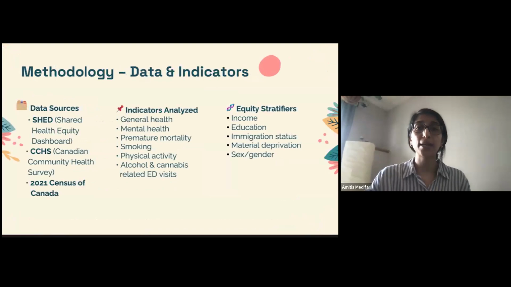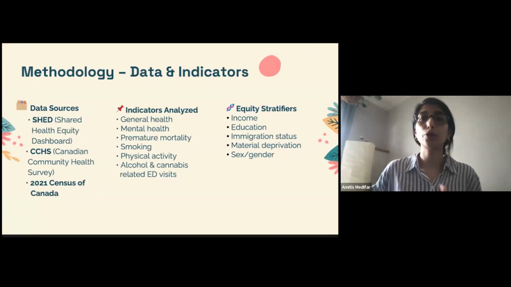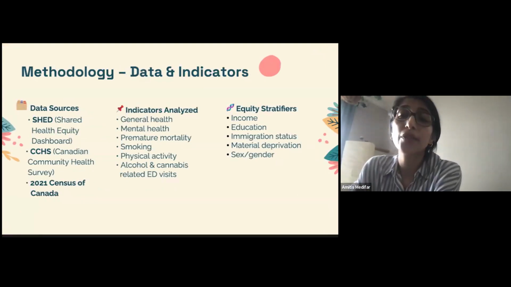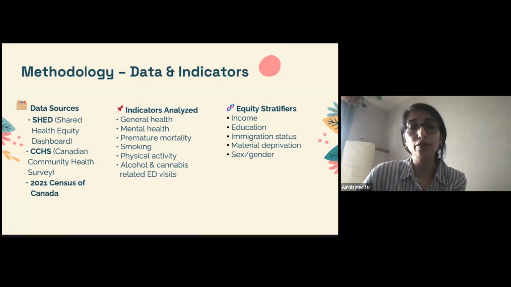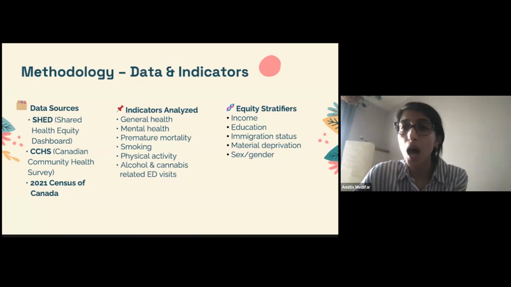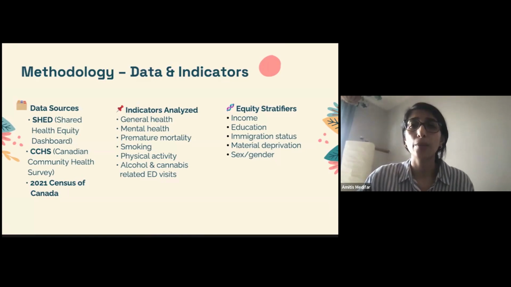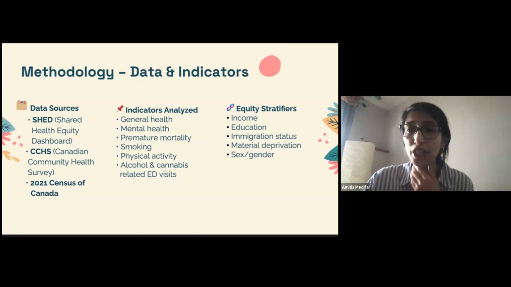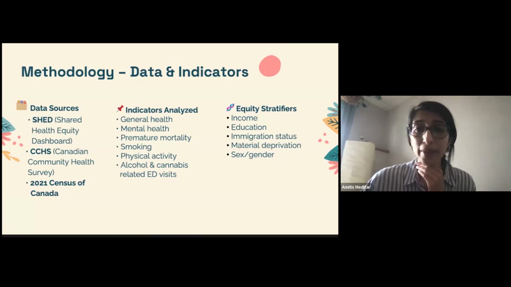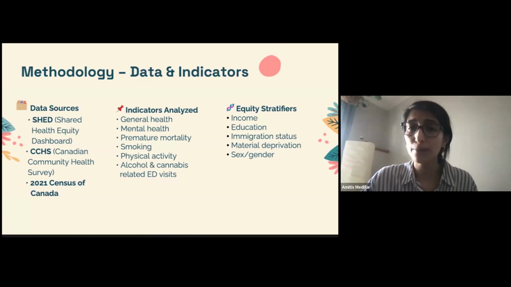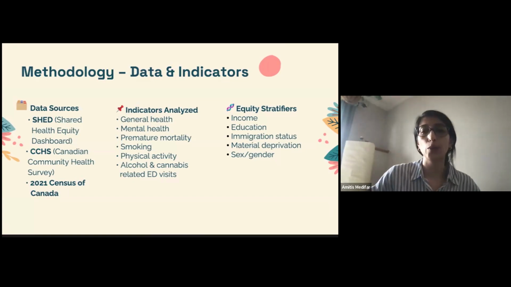Here's a quick overview of the data and methods behind the equity profile. I drew from three main data sources, the SHED itself, the Canadian Community Health Survey, and the 2021 census. Together, these provide a mix of population level and regionally stratified data. I focused on 6 health indicators that you see over here, and they are all relevant to public health and closely tied to social determinants. And these are the equity stratifiers that I chose. And that's what helped guide what I chose to highlight in the health equity profile.